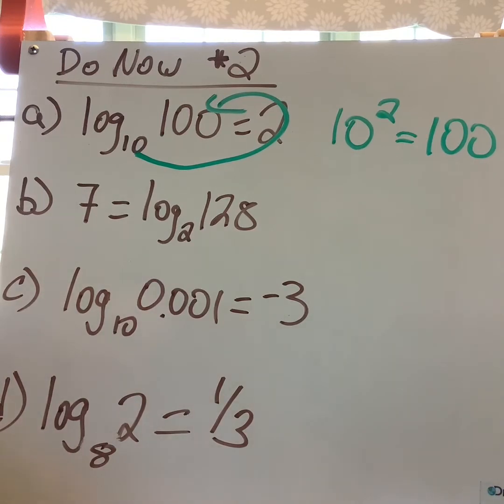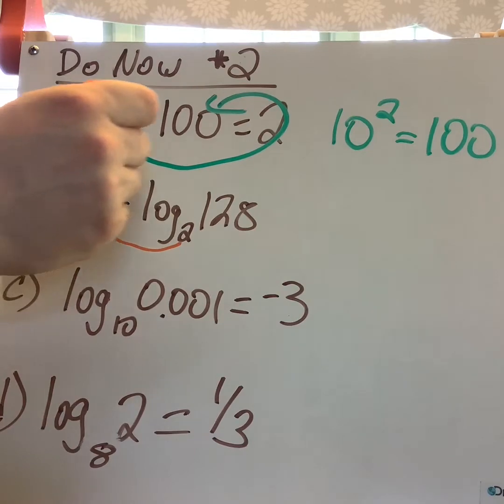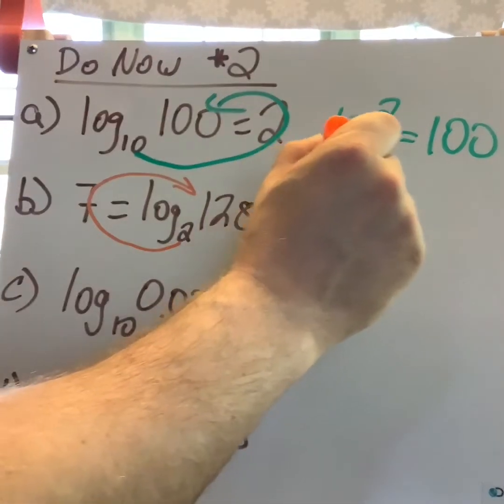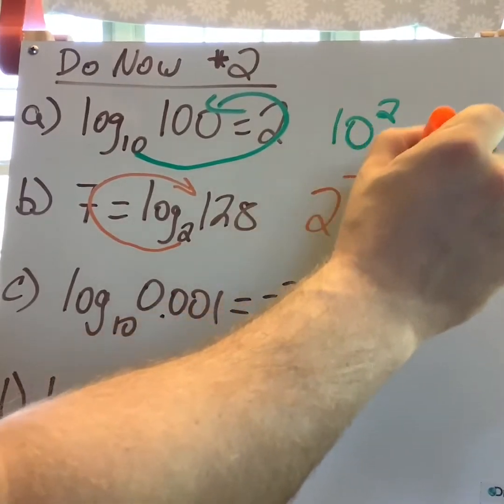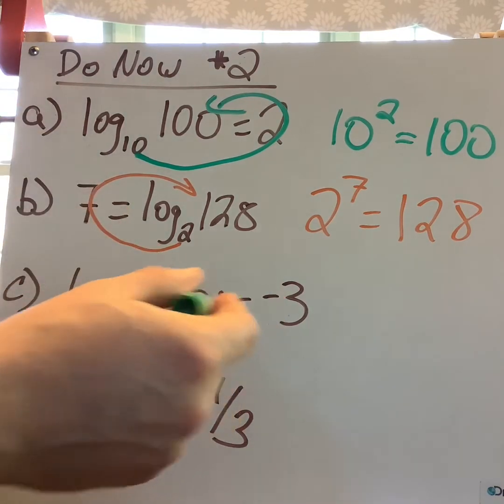Okay. For the second one, however, you'll notice it's written backwards. It's 7 equals the log base 2 of 128. So if you want, you can rewrite it the other way around or just draw your lasso in the other direction. So now it'll start at the 2, it'll loop around the 7 and end up pointing at that 128. And it becomes 2 to the 7th power is equal to 128.